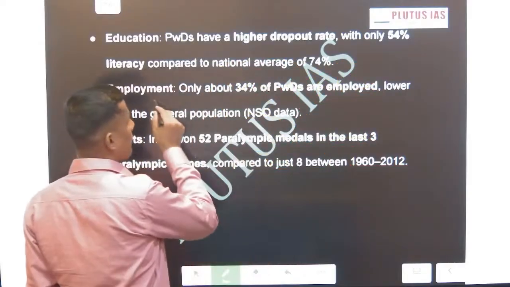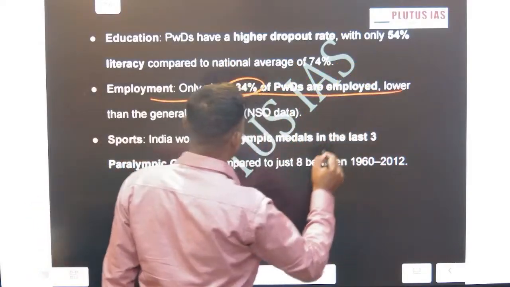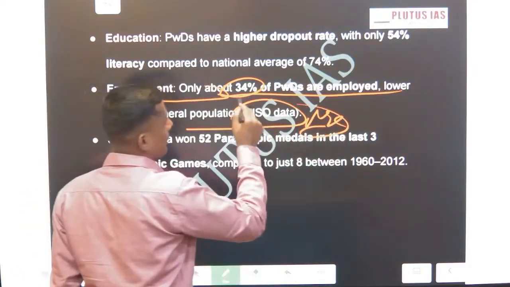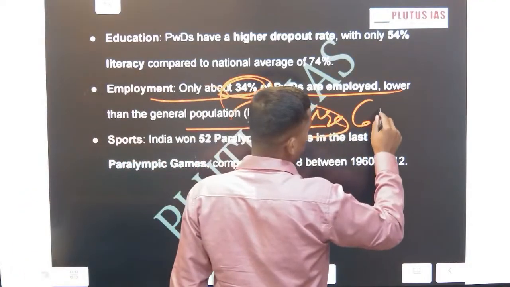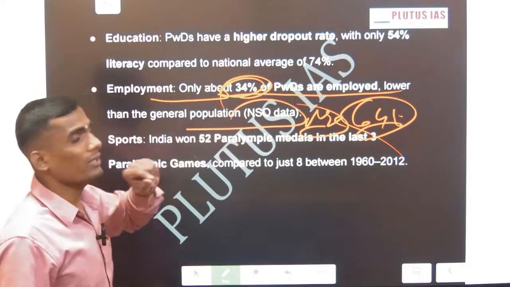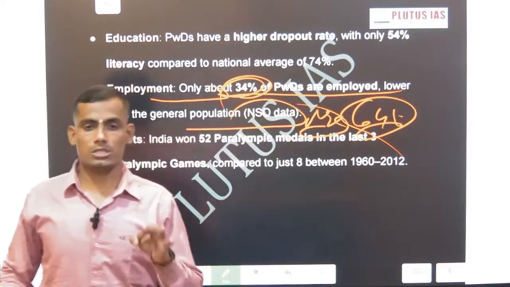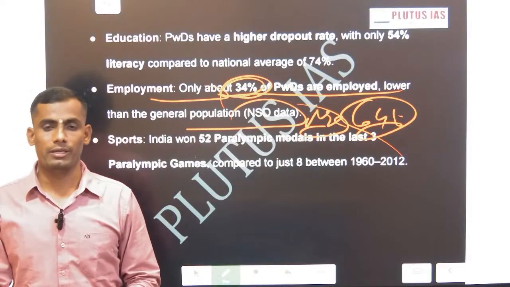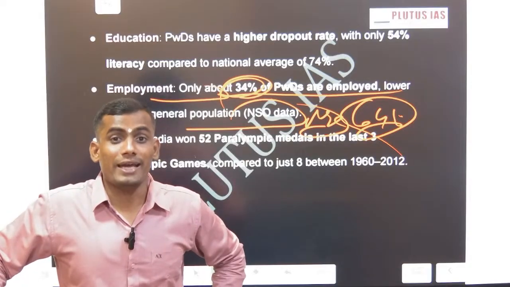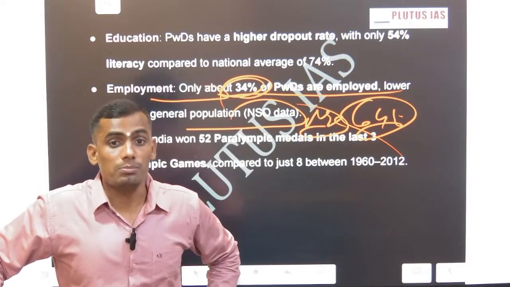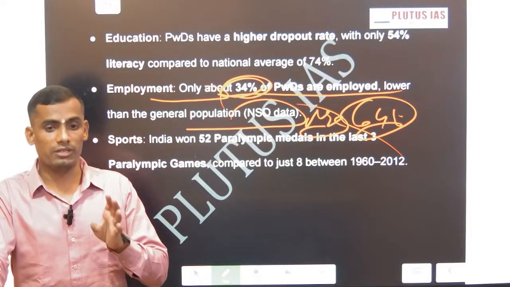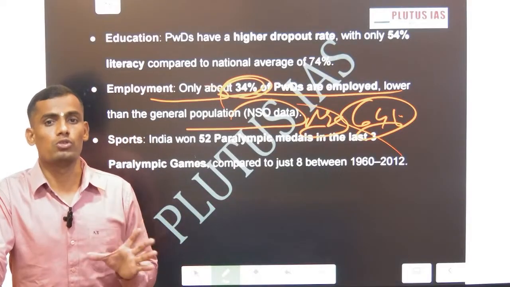Then employment ratio. Only 34% of such persons are employed, lower than the national average. This is the NSO data. Overall, 64% is the normal and disabled figure, but only 34% of persons with special ability are employed. What about the remaining 66%? They are dependent on others, and this makes India's inclusive growth, India's dream of a developed India, exclusive.